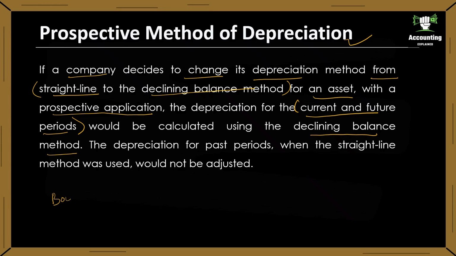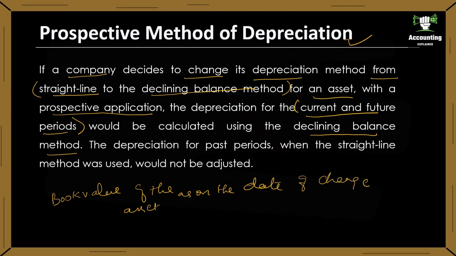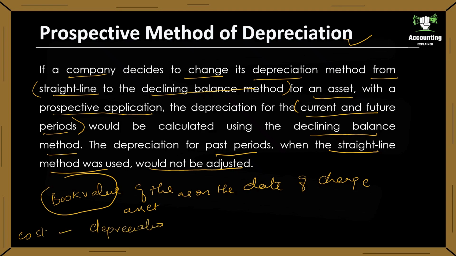We will take the book value of the asset as on the date of change, and from the book value we are going to calculate the depreciation. The depreciation for past periods when the straight line method was used would not be adjusted. So the depreciation for the previous periods will not be touched. Here book value means cost of the asset less depreciation charged till date, that is, till the date of the change of depreciation.